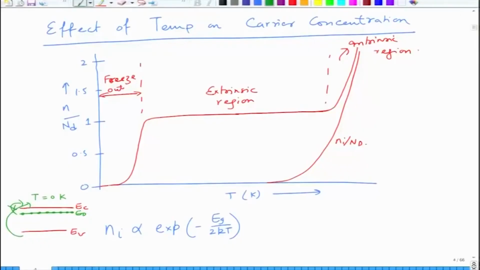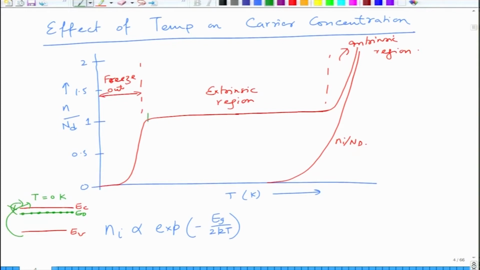As you slowly increase the temperature, because a certain energy has to be crossed, the carrier concentration starts increasing only at a certain temperature, and it keeps increasing until your temperature is high enough so that all the carriers from donor levels are able to excite to the conduction band.